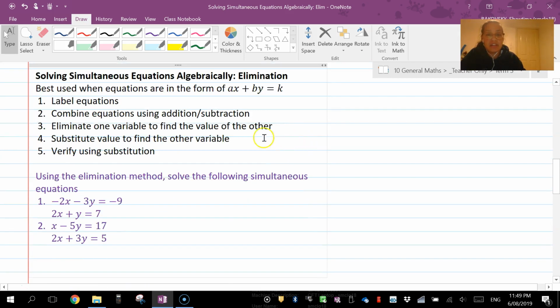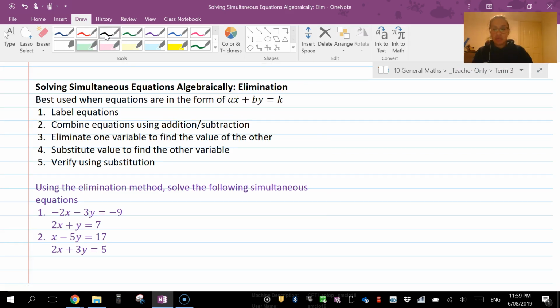So elimination, by its name, is removing something so that you're left with one variable. So that is the key component of elimination. You still label your equations, but you're going to eliminate by either adding or subtracting. So we're going to actually combine the two equations together. Now, it works really well when you have all your variables on one side and a constant on the other side. So that is when we use this kind of form for a linear equation.